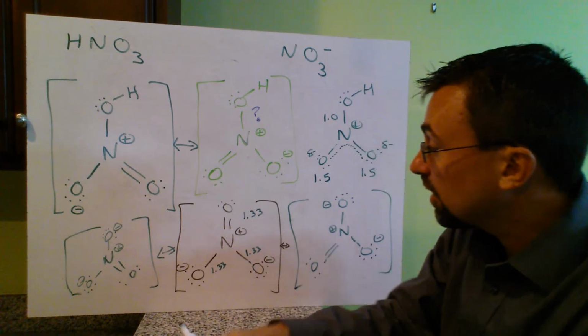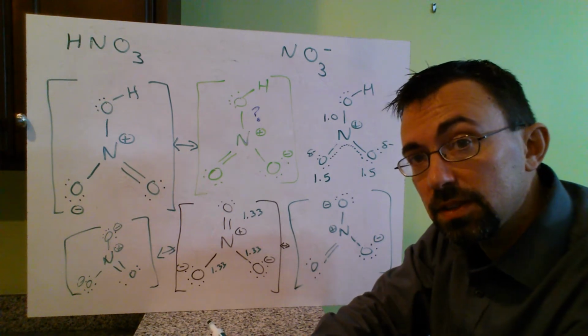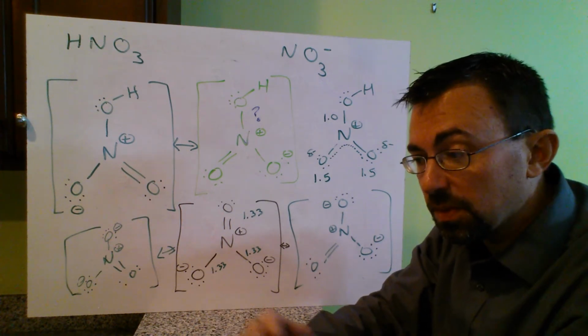So in nitrate, I would expect the bond lengths to be identical, bond angles to be identical, bond strengths to be identical. I would also expect them to be slightly stronger than a single bond and slightly shorter than a single bond. And this is exactly what we see experimentally.